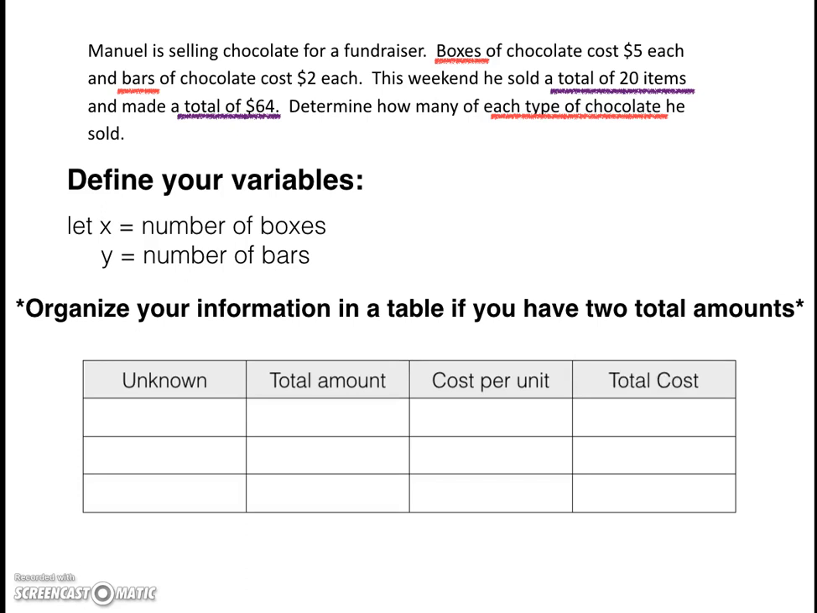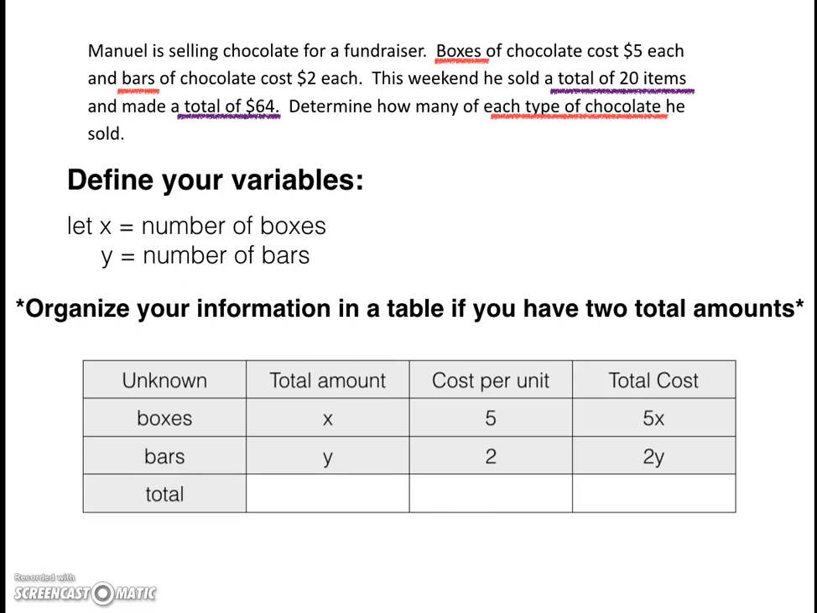So we're going to make a table with 4 rows and 4 columns. In the columns go our unknown, total amounts, cost per unit, and total costs. Our first unknown is boxes of chocolate. We're going to use x to represent the total amount because we don't know how many boxes of chocolate we have. It's $5 per box, so for a total cost at $5 per box, we're going to multiply 5 times x. And then bars, we don't know the number of bars, so we're going to let that equal y. The cost is $2. Total cost is 2 times y.